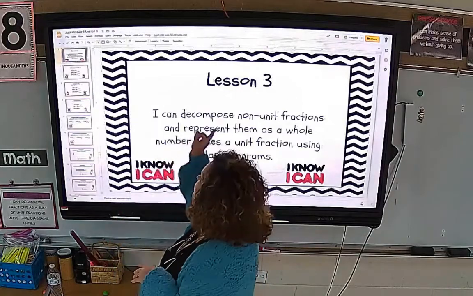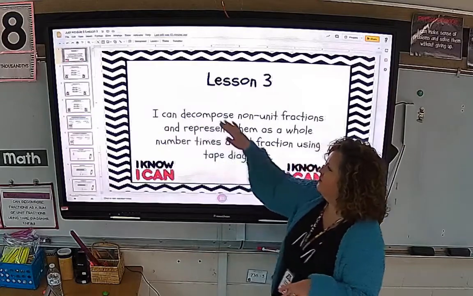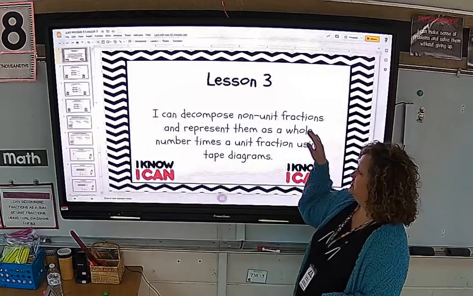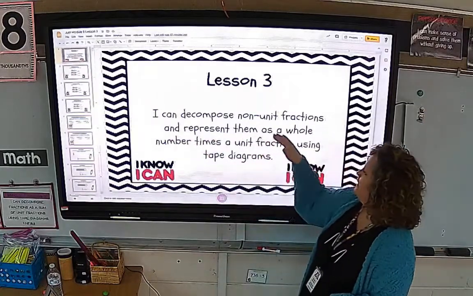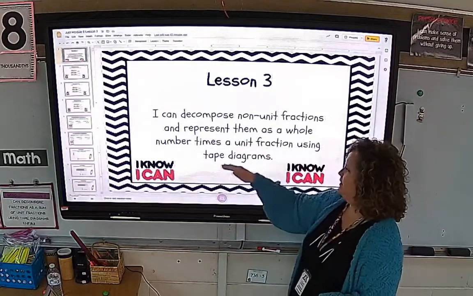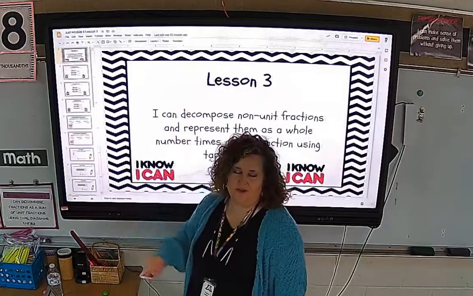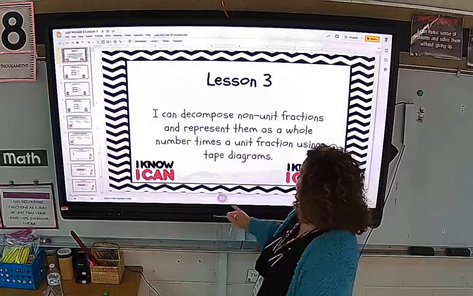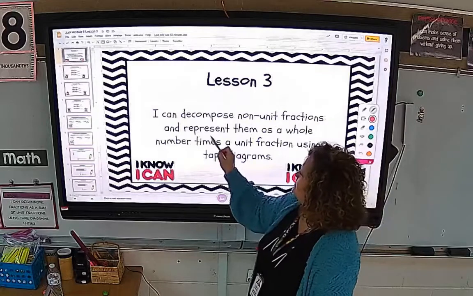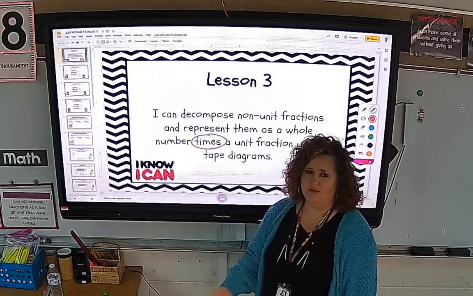Module 5, Lesson 3 tells us I can decompose or break apart non-unit fractions and represent them as a whole number times a unit fraction using tape diagrams. That might sound, again, complicated. We know that Eureka Math uses big language, but don't want anybody to be scared off by that language. We're going to put some times, or some multiplication, in there today with our fractions.